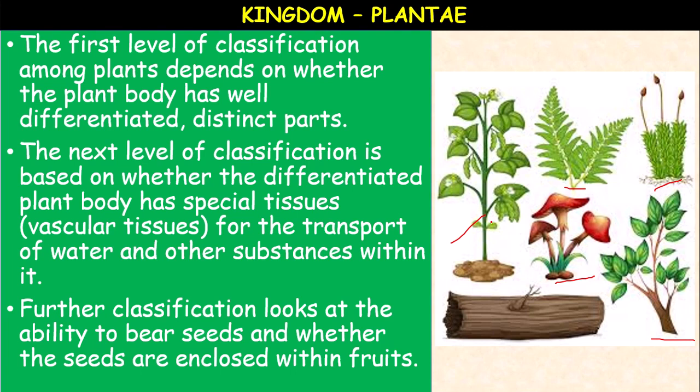The first level depends upon the plant body and well differentiated distinct parts. The second level of classification is based on the presence of special tissues like vascular tissue. And the third level is whether the plant bears seeds or not.